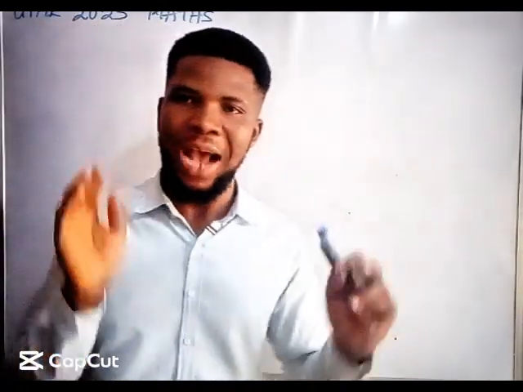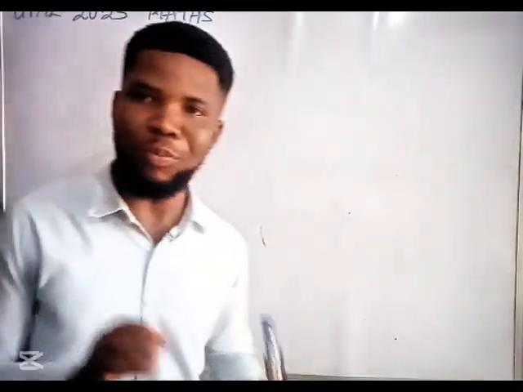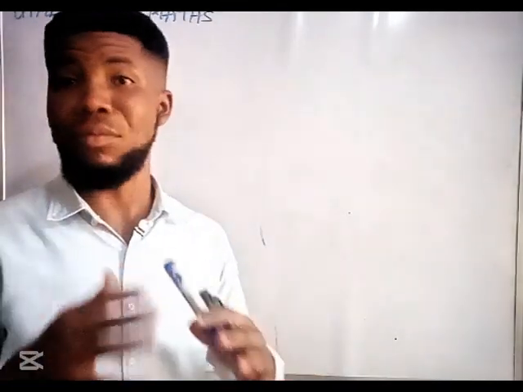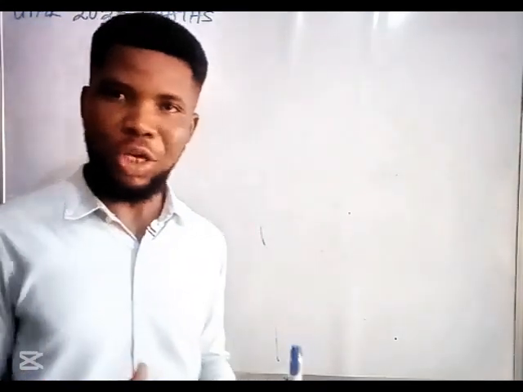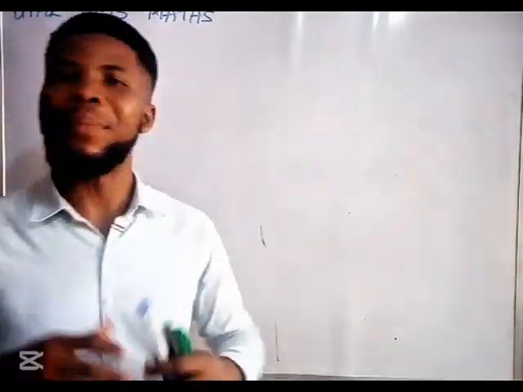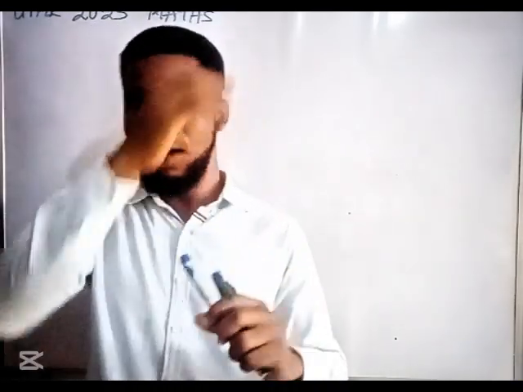What is Cramer's rule? Cramer's rule is an expression that we use to solve simultaneous equations. We also apply Cramer's rule to determine the point of intersection of two lines.